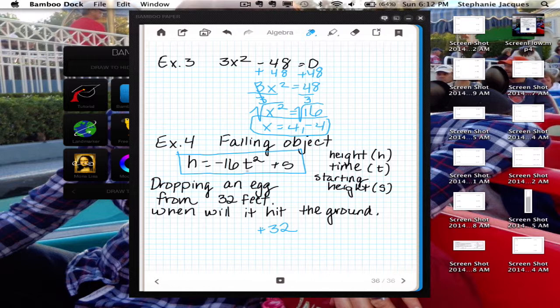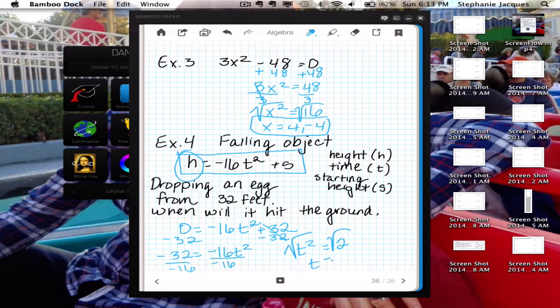And it says, when will it hit the ground? So we don't know our time. So we go negative 16 t squared, because we know we don't know that. If it's going to hit the ground, the height we want to know is 0, because that's ground level. Now we just solve. So we subtract 32, and I get negative 16 t squared equals negative 32. And then I divide by negative 16. And that is going to give me t squared equals, is it 2? Yes.